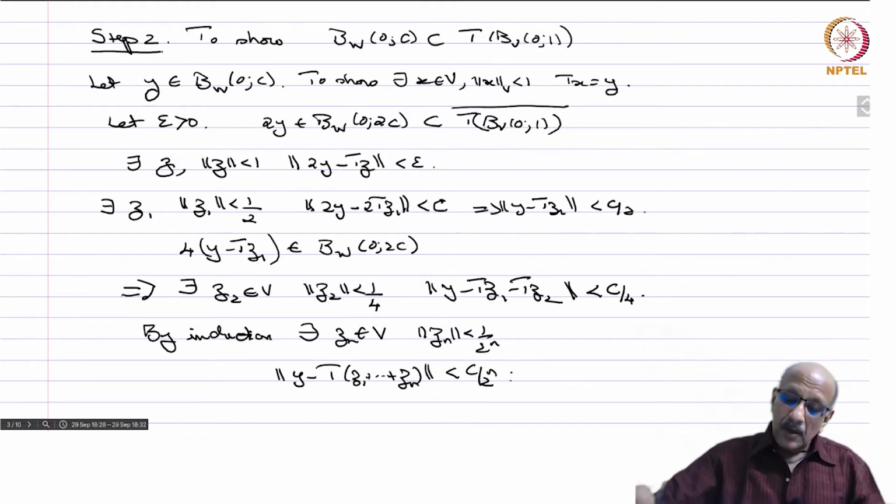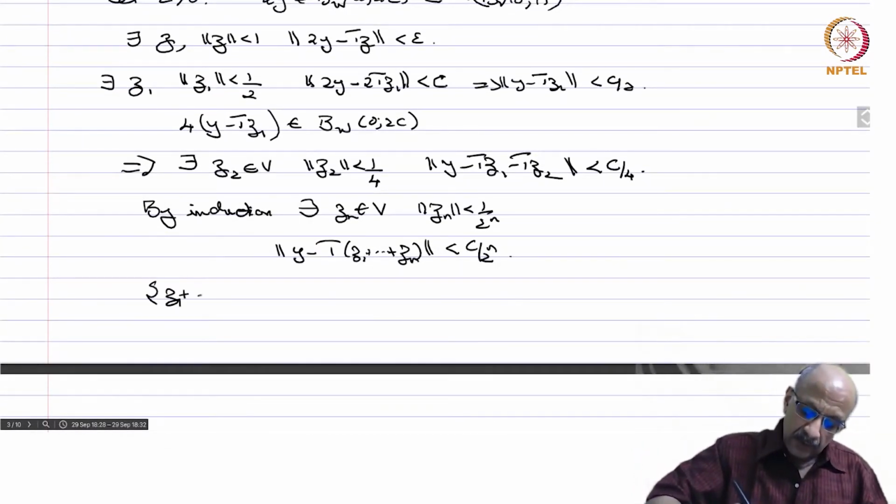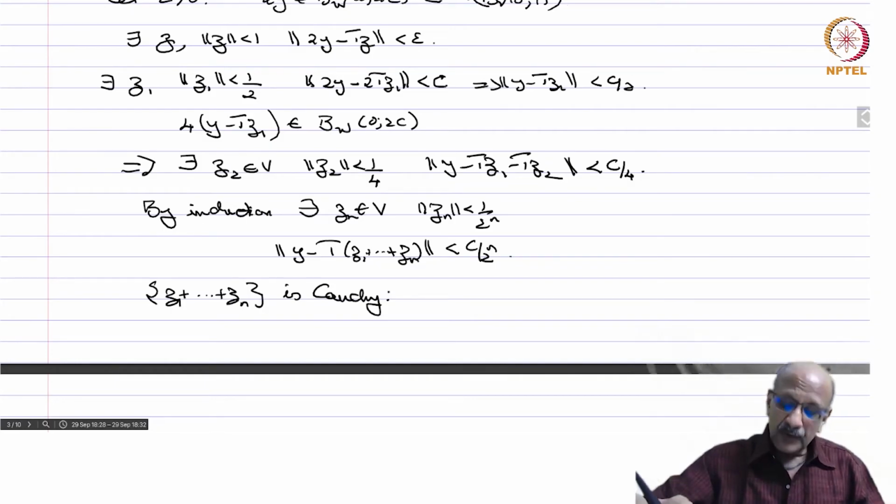Okay, fine. So look at the sequence z1 plus ... plus zn. What is the difference of two consecutive terms? The difference of two consecutive terms is z(n+1). Its norm is less than 1 by 2 power n plus 1. Sigma 1 by 2 power n is a convergent series, and therefore this is Cauchy. So this is a fact which you have already used before. If you have a sequence x_n where the difference between two consecutive terms, norm x(n+1) minus x_n, is less than a_n, and sigma a_n is convergent, then x_n is a Cauchy sequence. So this is the fact which we are using.